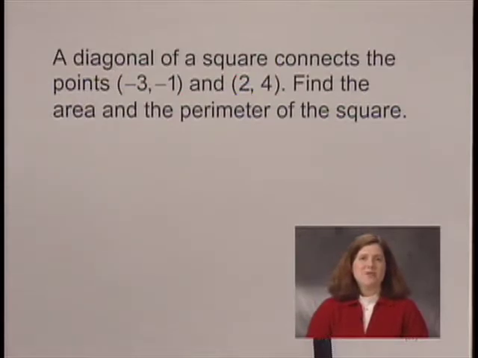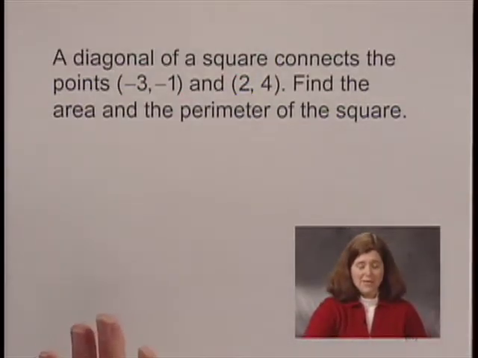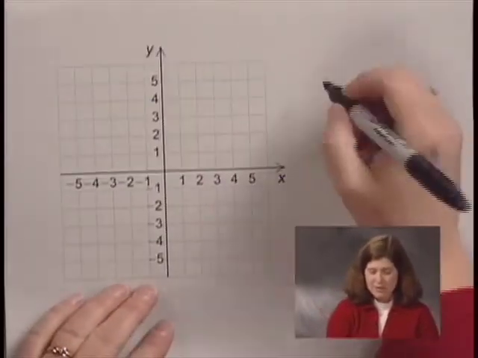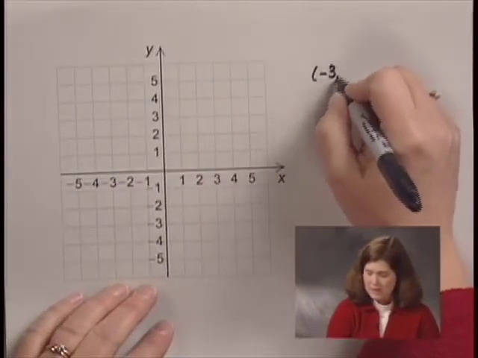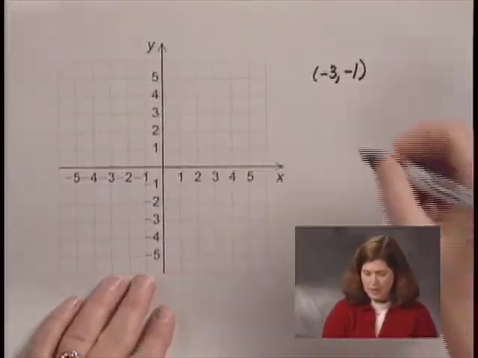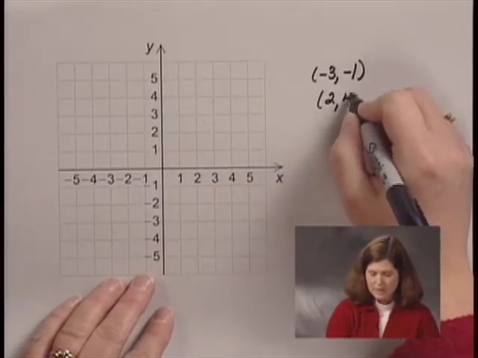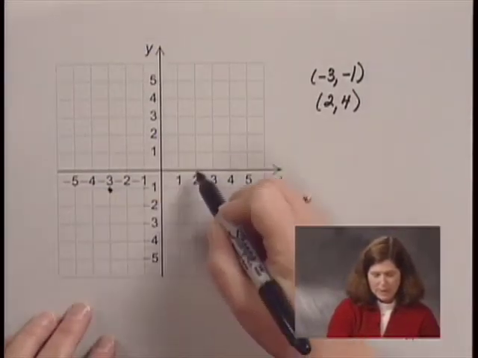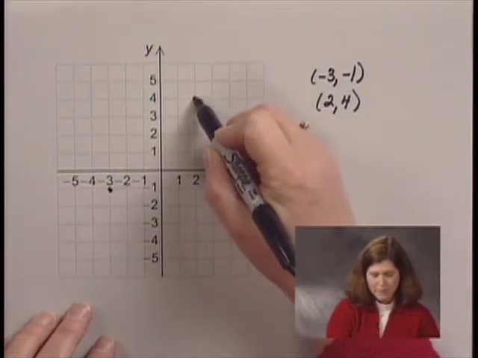Now, a picture is often worth 1,000 words, so we'll start by just graphing or plotting the points (-3, -1) and (2, 4). So (-3, -1) and (2, 4).